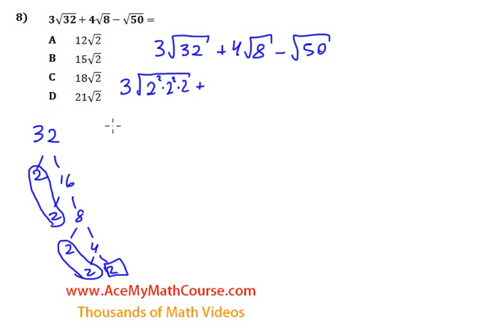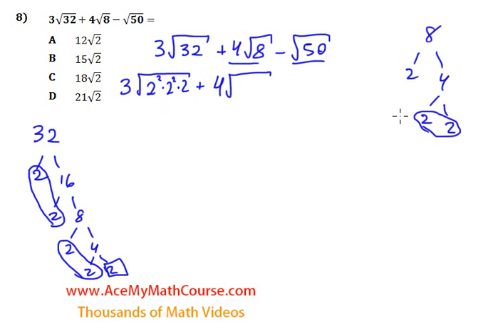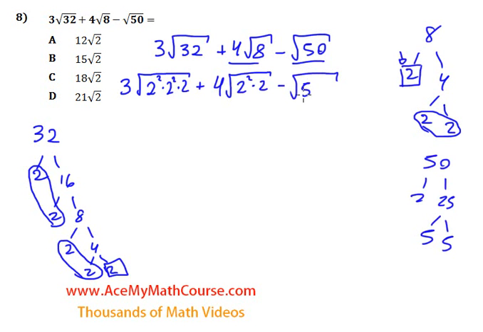Okay, so now I'm just going to keep going with both these as well instead of continuing over here. So what about 8? 8 divided by 2 is 4. Divided by 2 is 2. I'm going to pair these 2's, and we're going to have to leave that lonely 2 by itself. So we have 2 squared times 2 minus, now 50 divided by 2 is 25. Divided by 5 is 5. So we get 5 squared times 2 because we pair the 5's together.